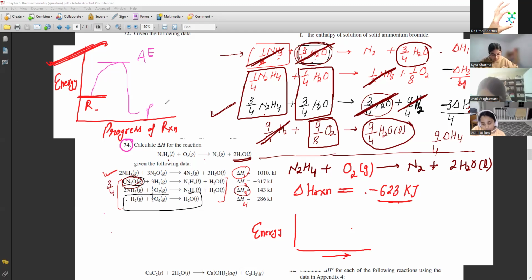So, activation energy, Ea. E with small a. Am I doing endothermic or exothermic? You are doing endothermic if the same value is this.